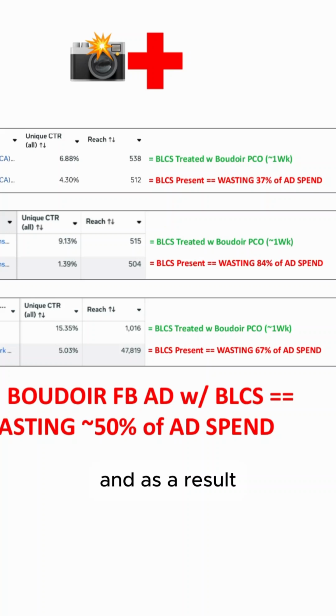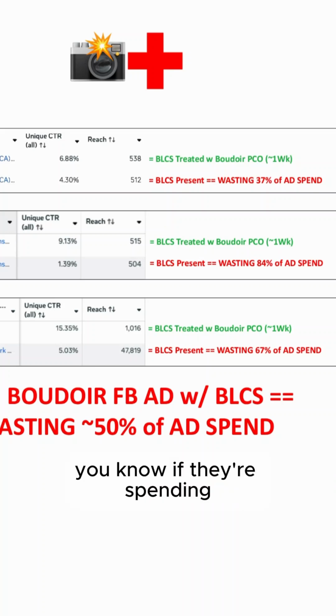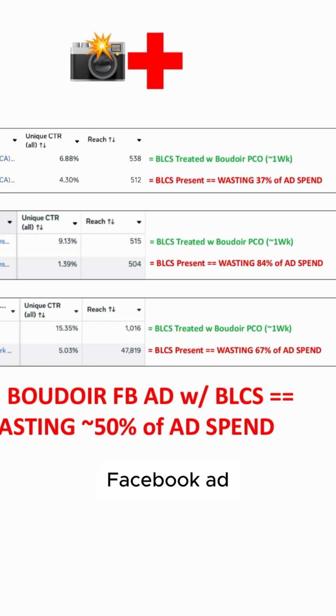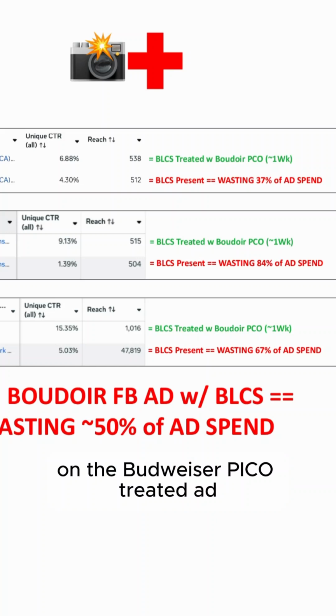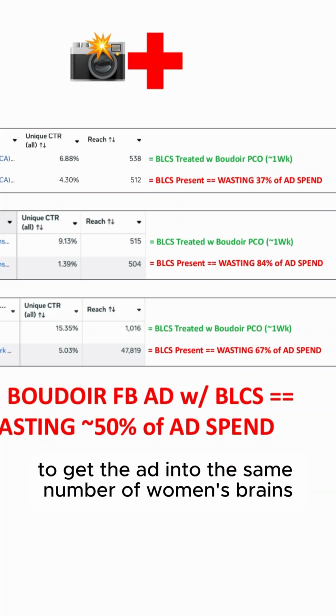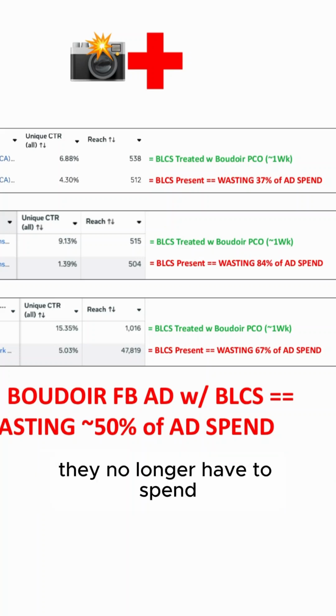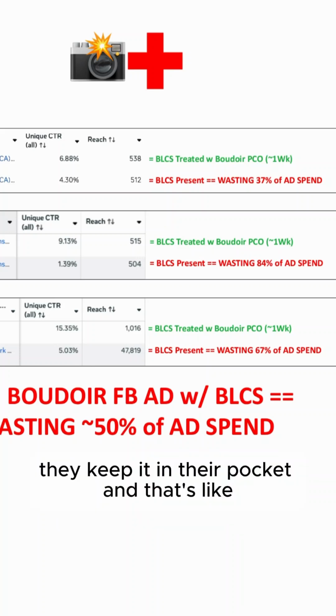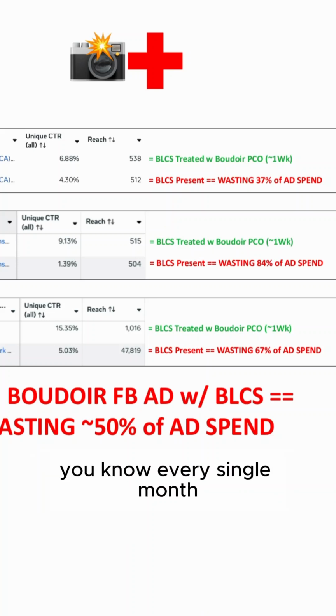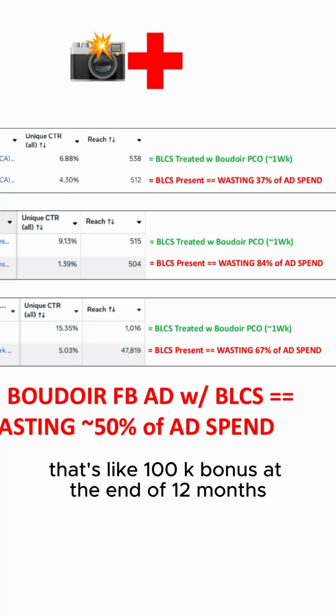And as a result, if they're spending 10 grand a month on the original Boudoir Facebook ad, now they only need to spend 1.6 grand a month on the Boudoir Pico treated ad to get the ad into the same number of women's brains. So $8,400 a month they no longer have to spend, take it out of their budget, they keep it in their pocket, and every single month, that's like a 100K bonus at the end of 12 months.